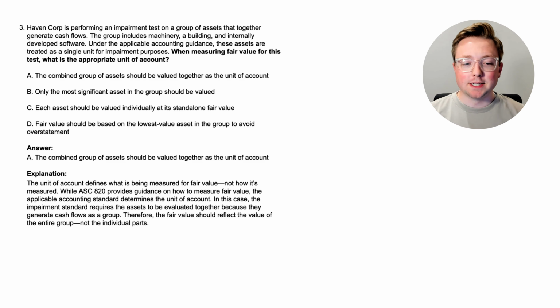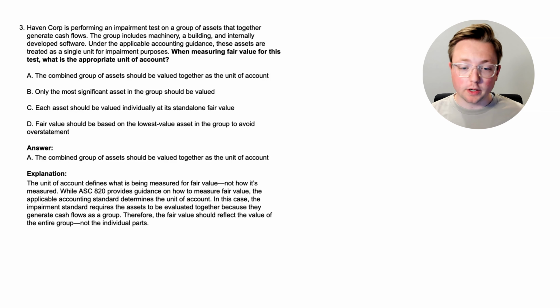All right, here we are. The answer is A, the combined group of assets should be valued together as the unit of account. So that's what we're learning about in this question, which is unit of account. Let's talk about that. The unit of account defines what is being measured for fair value, not how it's being measured. So in all the other ones, we're talking about how we're going to figure out the fair value measurement. But in this question, we're learning about what is going to be measured.